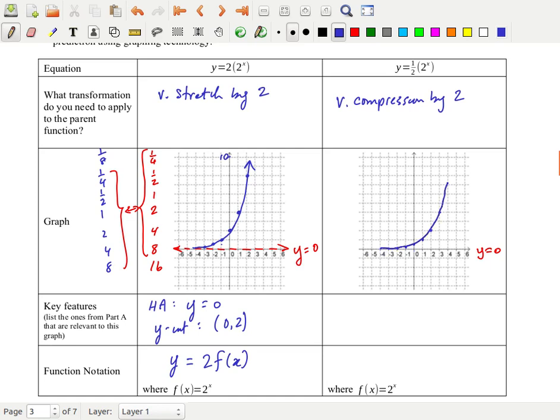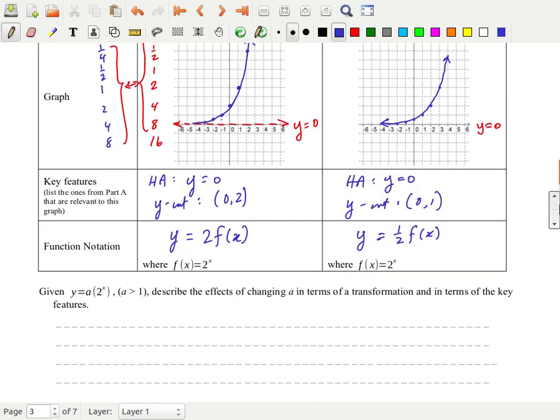But when I draw my graph, I end up still with that same shape. The horizontal asymptote is still at y equals 0. The y-intercept is now at 0, 1. The equation in function notation is y equals 1/2 f of x.